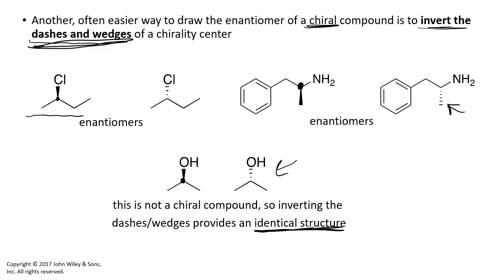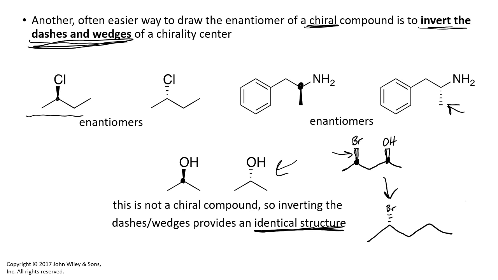Now, what if I have a molecule that has two chiral centers and I want to draw the enantiomer? Let me make something up here. Let's say that's a bromine, and let's say that this is an alcohol. Let's draw the enantiomer. The trick here is to just locate the chiral centers. I've got 1, 2, and if it's a wedge, then we're going to draw it as a dash. So there's the first one.